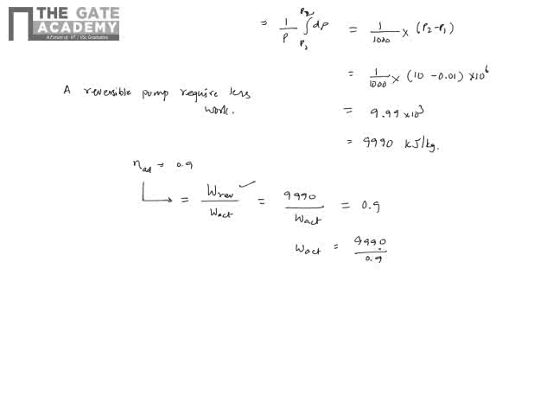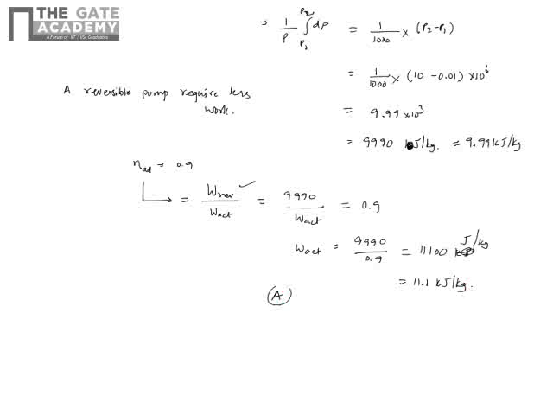Let's use a calculator and see how much this value comes to. So this is 11,100 joules per kg. This was in joules because we have converted everything, so this is also joules per kg. The 9.99 is in kilojoules per kg, I just wrote joules here. So this will be 11.1 kilojoules per kg.